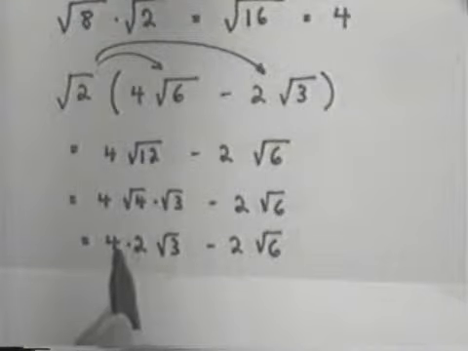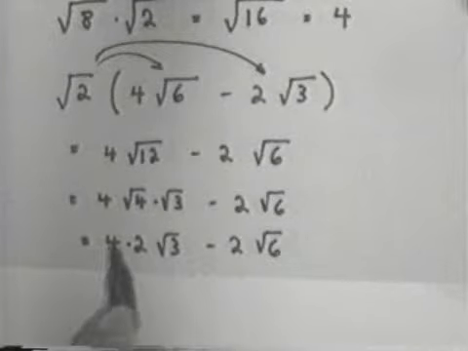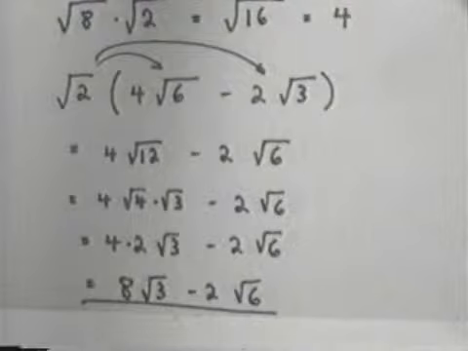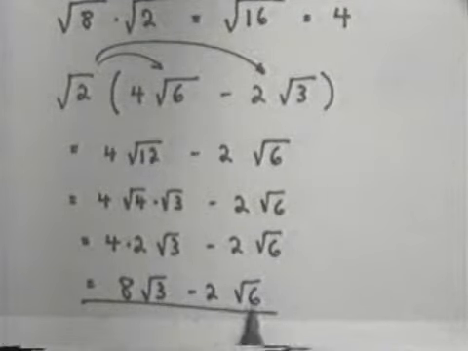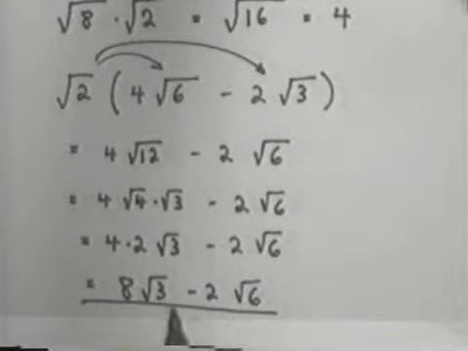6. Then multiply the 4 times 2 because they're both outside of another radical. They're just both numbers, so they can be multiplied. 4 times 2 is 8 times the square root of 3 minus 2 times the square root of 6. And that would be the answer. The terms cannot be combined because in order to combine the radicals, they must be alike. To be alike, they must have the same radicand. This one is 3, that one is 6.